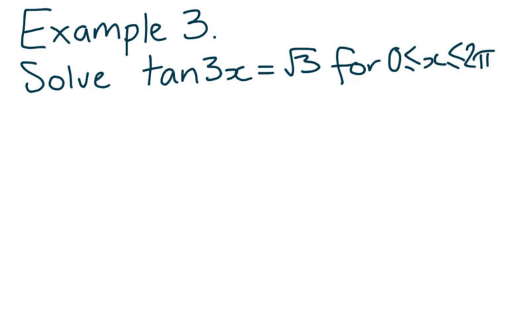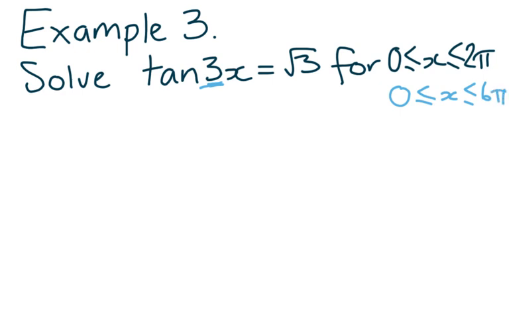So the only difference here is we've got a number in front of our x. What that actually does for our working is, because it's a 3, it's going to triple the domain. If it was a 4, it would quadruple the domain. If it was a 2, it would double the domain. So we're now looking at, when we're doing our working, between 0 and 6 pi.